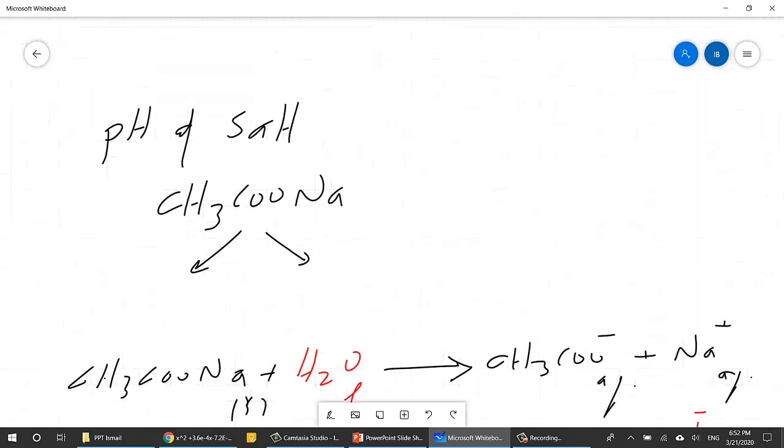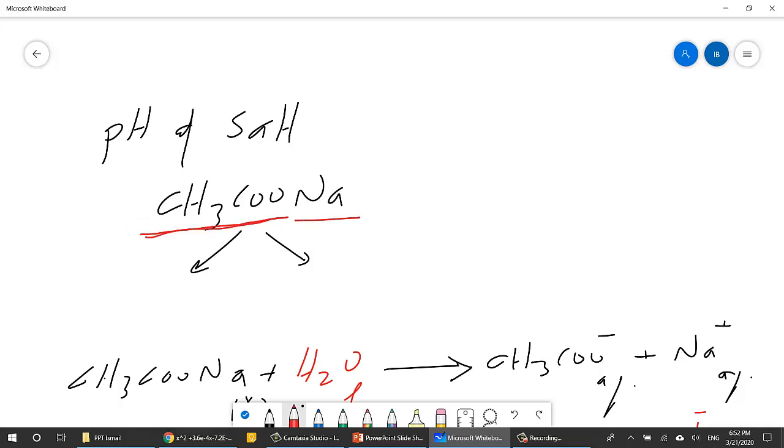CH3COONa is a salt that probably is forming from, well, we have to divide this into two parts. So you have here the anion, which is CH3COO minus, and the Na plus. So who's forming this? I just want to expect what the pH is. Well, this might be coming from acetic acid, which is a weak acid. And the Na should come from a strong base, which is NaOH. So therefore, this is a strong base.